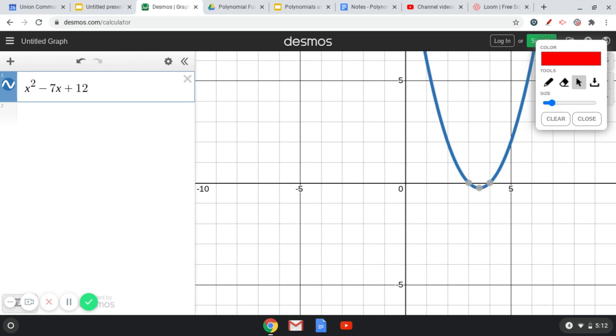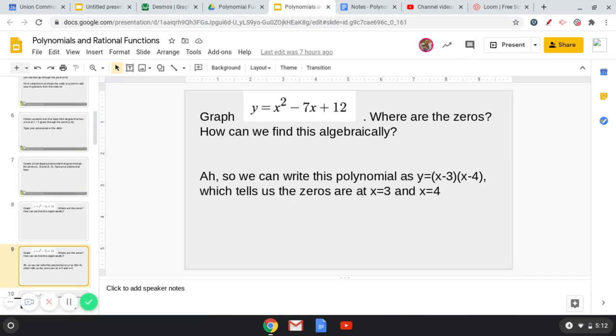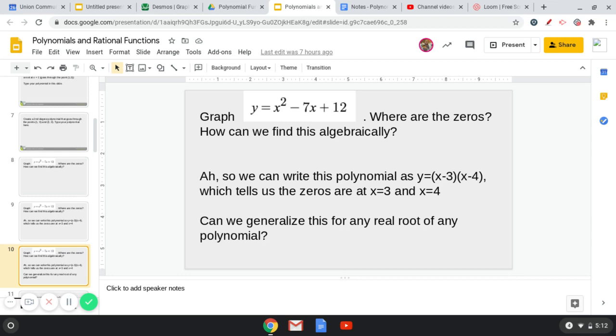Can we do this algebraically? You betcha we can. We can factor this guy to x minus 3 and x minus 4, which are the roots. Remember that factoring is just the opposite of distribution. So we can write polynomials in terms of their roots. We'll go back algebraically. We can write this as y equals x minus 3, x minus 4, which tells us the zeros are at 3 and 4. Can we generalize this for any real root of any polynomial? And the answer is yes.